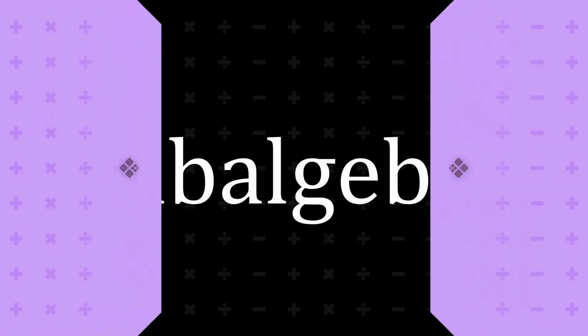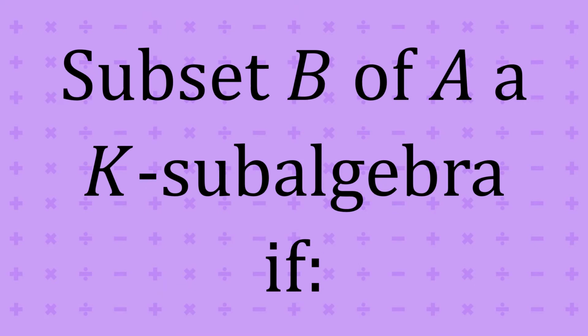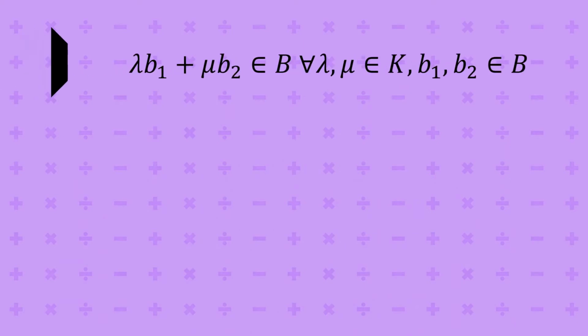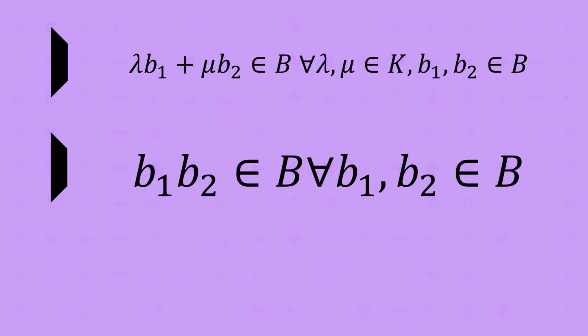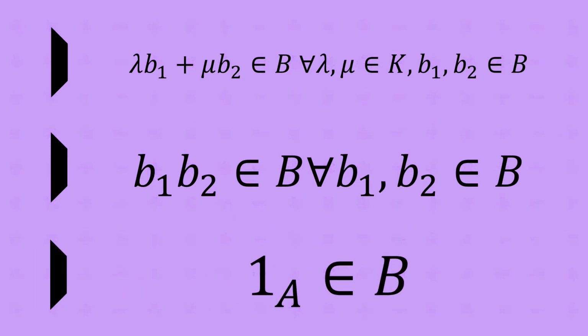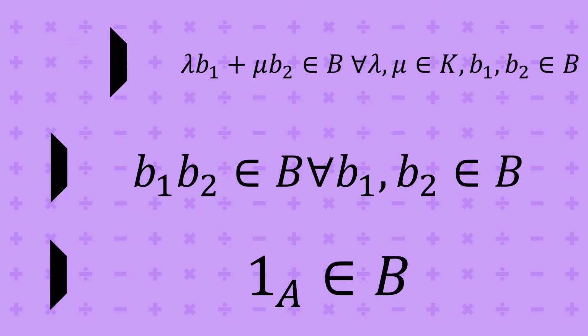Now let's move on to defining a subalgebra. A subset B of A is a K subalgebra if first, B is a K subspace of A, second, B is closed under multiplication, and last, the identity element of A is in B.